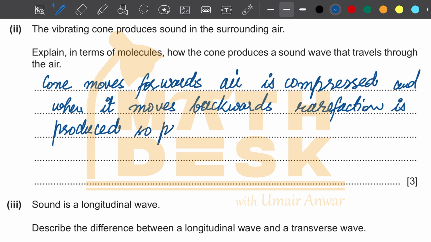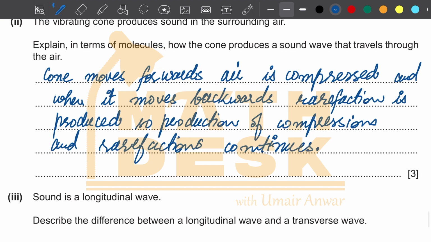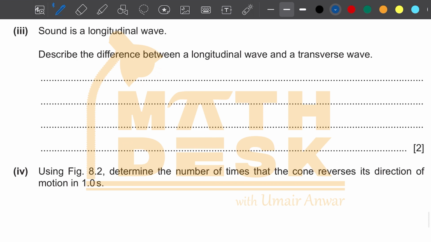So production of compressions and rarefactions continues. That is why there is sound produced in the surrounding. Sound is a longitudinal wave. Describe the difference between a longitudinal wave and a transverse wave.